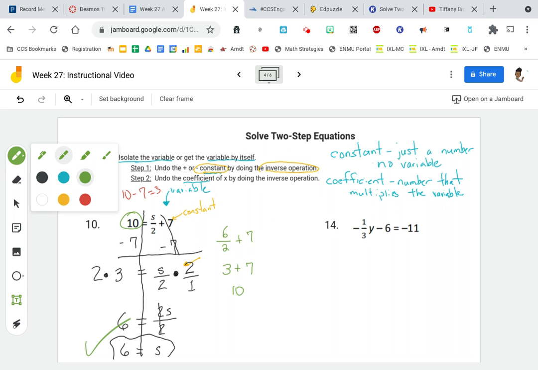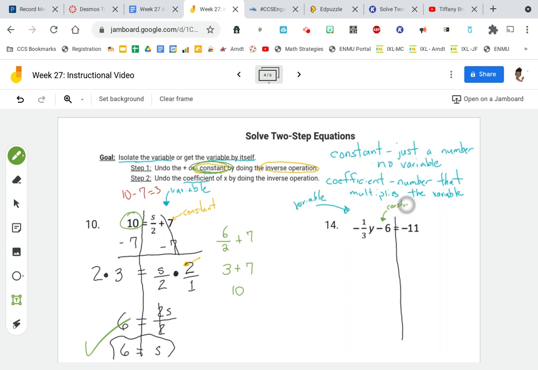Okay, last example. So here we go. Again, we have our equation. And we need to isolate the variable or get the variable by itself. This time, the variable is on the left. So we need to concentrate our efforts on the left. And remember, we need to look for the constant. The constant is the number, it's just a number, no variable. And here's our constant right here.